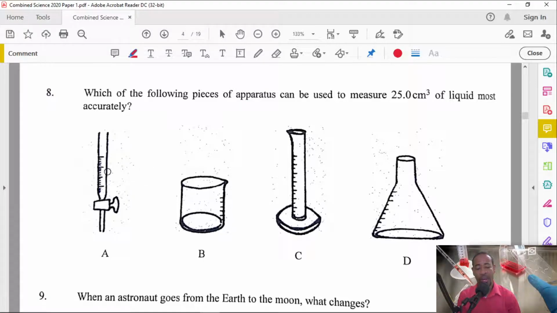Now, why is A the best answer here? One, the tube is narrow. Because the tube is narrow, there will be smaller markings or graduations on this apparatus, the burette. So the burette will be our choice. The graduations in the beaker, the measuring cylinder, and the conical flask are far apart, and therefore those small readings may be difficult to obtain.